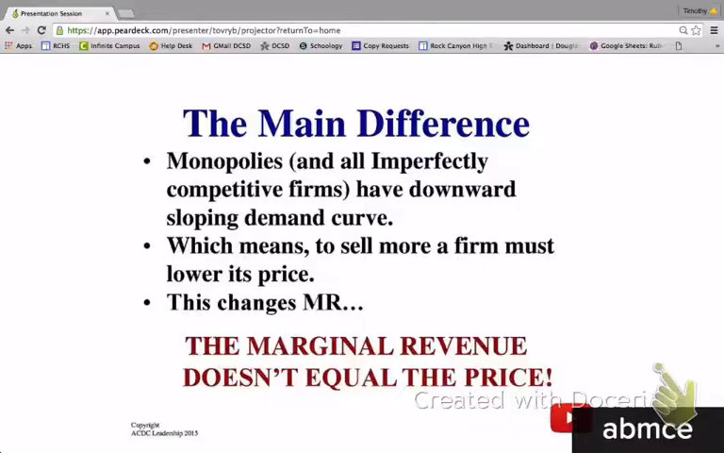But for a monopoly and all other forms of imperfect competition, because they face a downward sloping demand curve, to sell an additional unit, they have to lower the price for that good and for all previous units sold. So because of that, the additional revenue they get when they sell one more unit does not equal the price. Under perfect competition, price and marginal revenue were equal to each other. But with monopoly and other forms of imperfect competition, marginal revenue and the price are not equal.